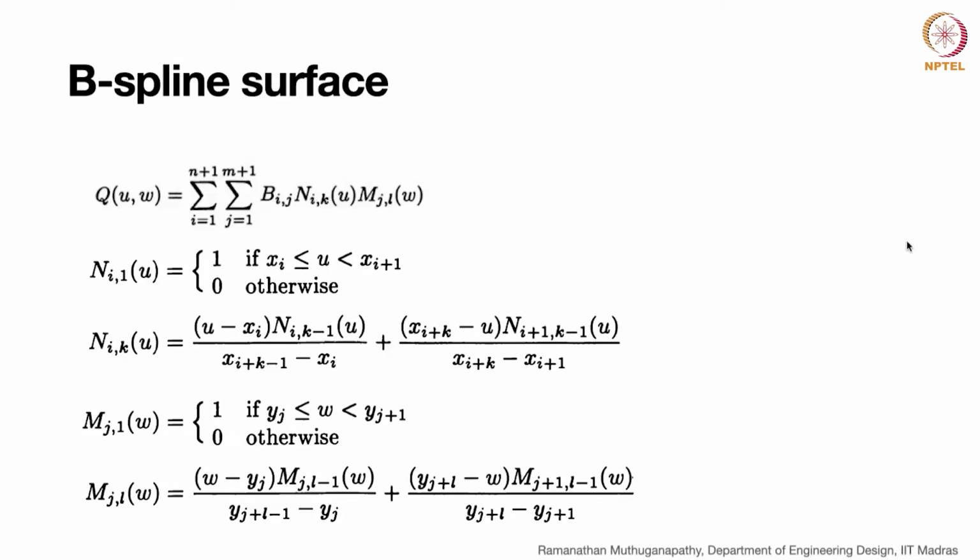So when K becomes n plus 1, what was the curve that we had? The B-spline reduced to a Bezier curve, sir. B-spline reduced to a Bezier curve.